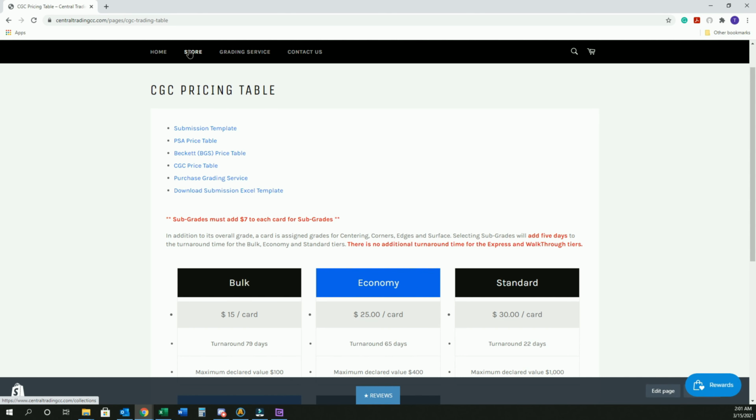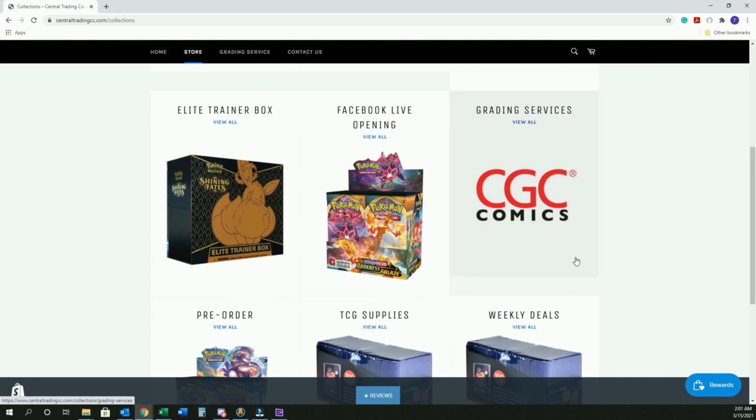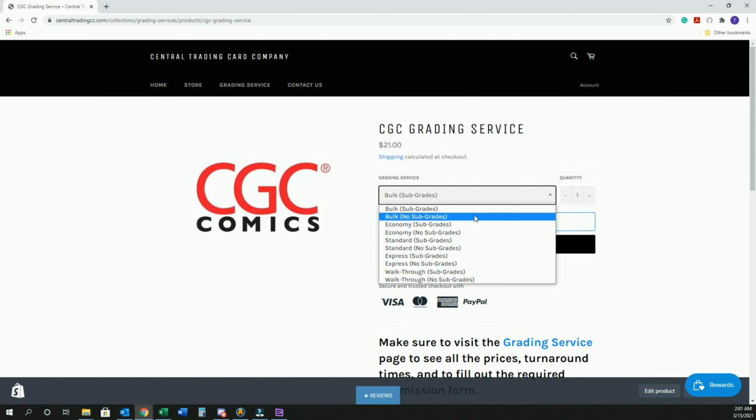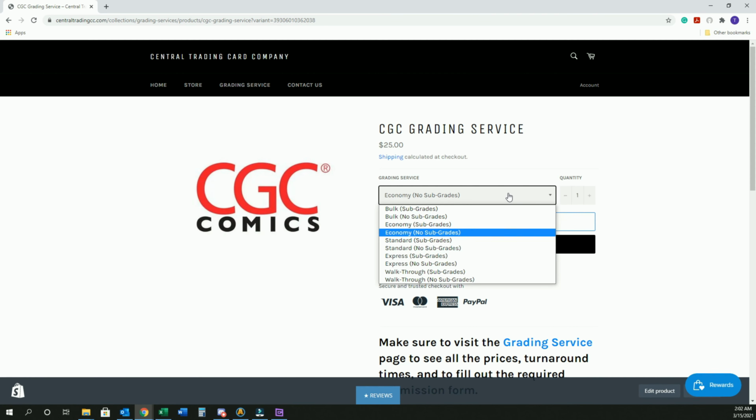But we'll go over the store here, guys. If you go to the store, and then go to your grading services, you can see the breakdown. Once you know which breakdown you want, you can see all the different ones. So we'll say we decided we're looking to do CGC. Click on CGC, and then all you have to do is select the one that you want to go with. I'm going to update this as well, so you can see the price next to it. That way, when you click on it, you have an idea of what you're clicking on, so you don't have to keep going back and memorizing the chart, so to speak.